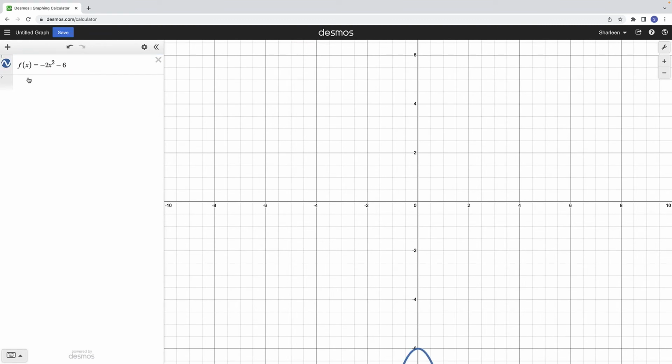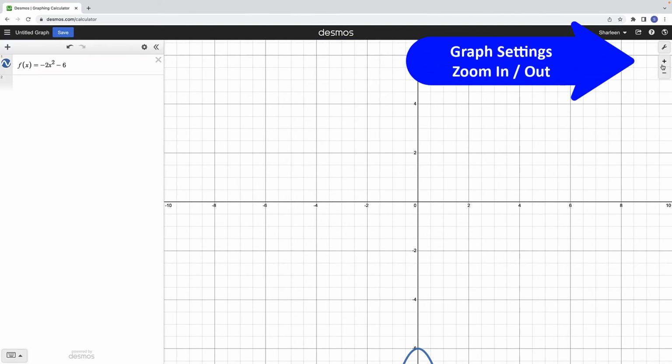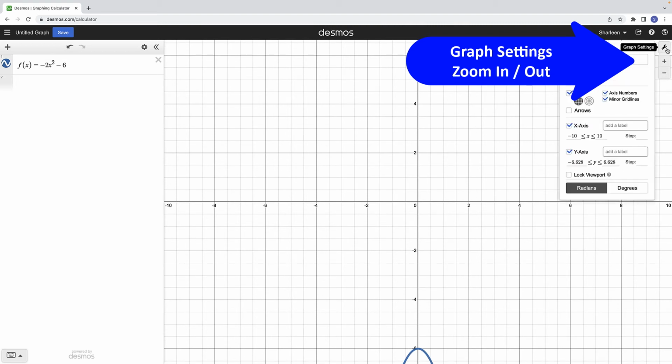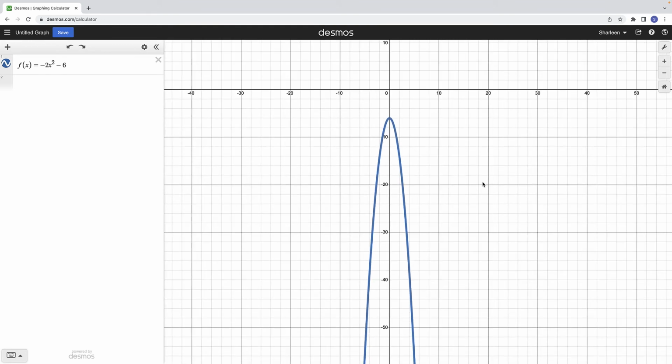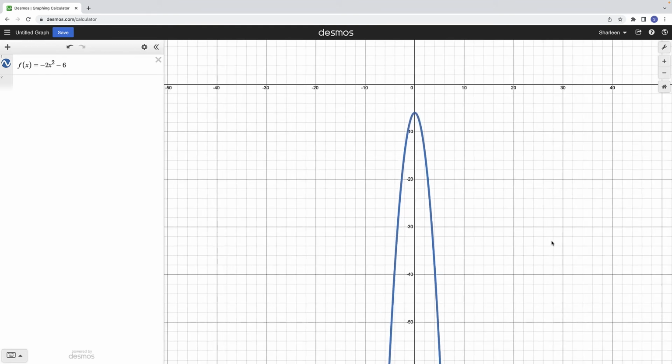I've entered the function f of x equals negative 2x squared minus 6 into the first cell, and Desmos has graphed it on the axis provided. It looks like I need to adjust the graph settings to see a better picture of the graph. To adjust the graph settings, you can use the zoom in and zoom out buttons on the upper right hand side, use your mouse to scroll in and out, or click on the wrench and set the graph settings. I'm going to go ahead and use my mouse to scroll out and move the graph around so I can see it a little bit better.